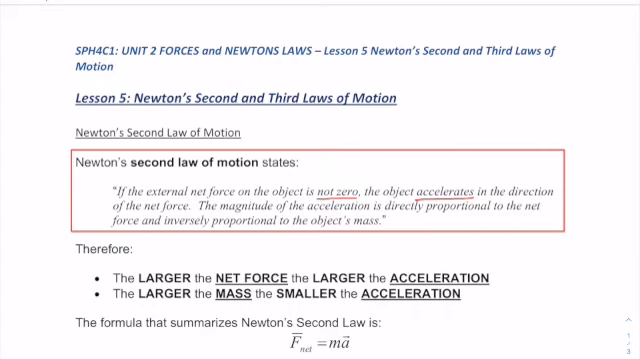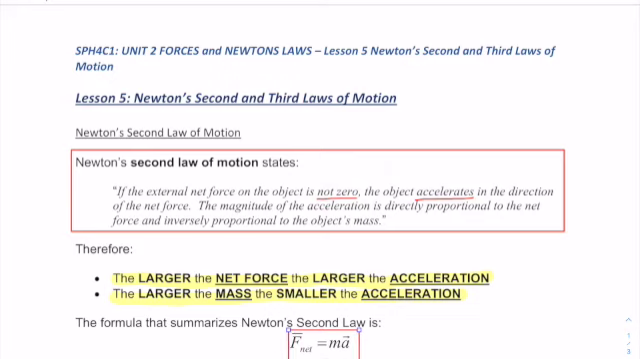What that last statement means is that the larger the force on an object, the larger the acceleration will be. But the larger the mass of the object, the smaller the acceleration will be. If an object is small, it's easier to get it to accelerate. If an object is large, it's more difficult to get it to accelerate. It requires more force.